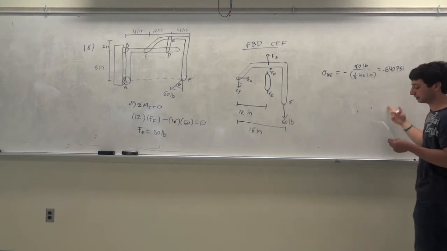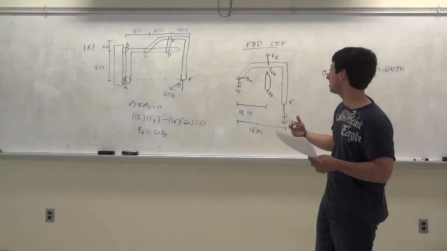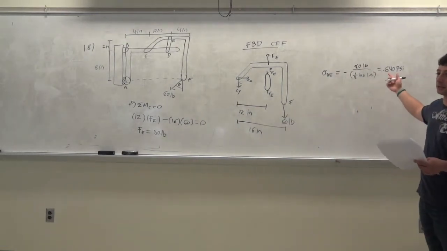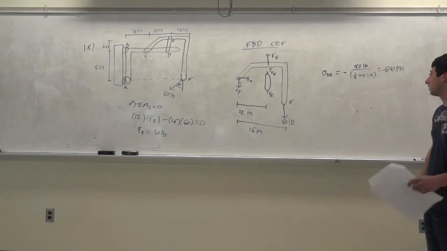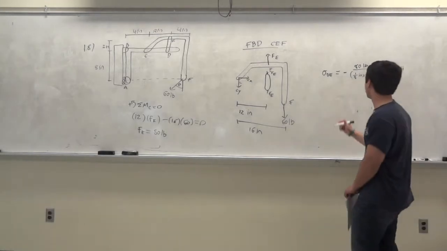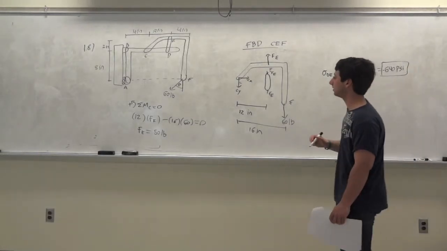Okay, be careful of the units. Before it was megapascals or pascals, and this is psi. This is pounds per square inch. Okay, this is the English. That was SI. All right. So that's your answer for part A.